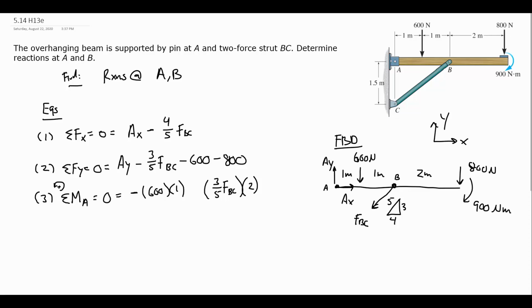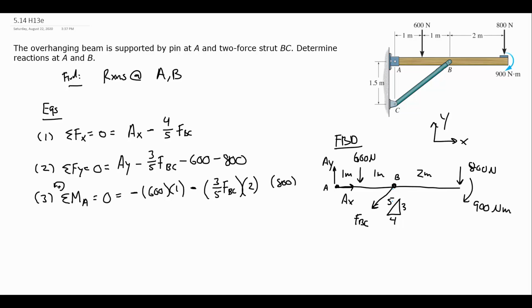So to that point, again, this would be the vertical part of FBC. It is located 2 meters away from A. That's its perpendicular distance. The perpendicular distance of the horizontal part would be 0, and that's why it's not being included. All right, so that is, again, a force times a distance. The 3/5 FBC is the force, the 2 is the distance. That is going to be causing a clockwise or negative moment around point A. Okay, I also have, I didn't account for it yet, is the 800 Newton force.